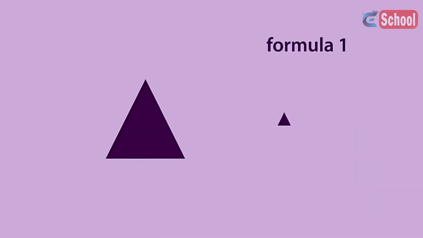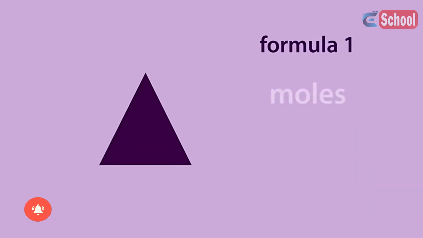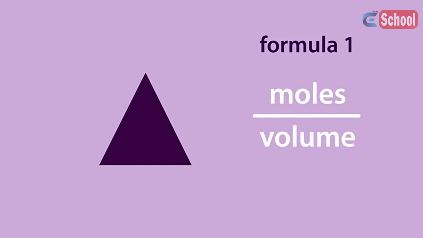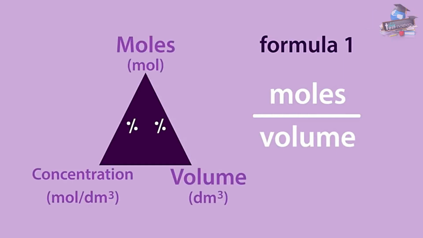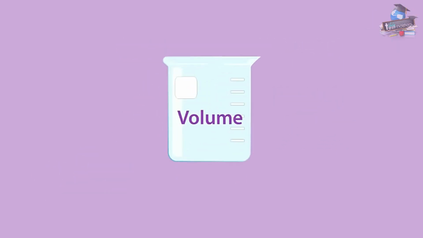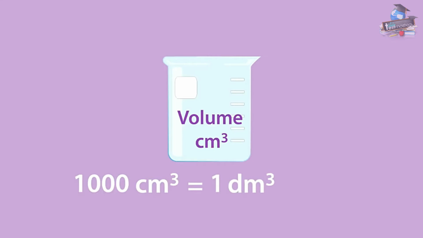The first way of calculating concentration is to use moles, an amount of a chemical substance, and divide it by its volume. Here's the formula triangle for this. Most of the time, volumes are measured in cubic centimetres, so 1000 cubic centimetres is equal to 1 decimetre cubed, or 1 litre. So, how many decimetre cubed is 500 cubic centimetres?